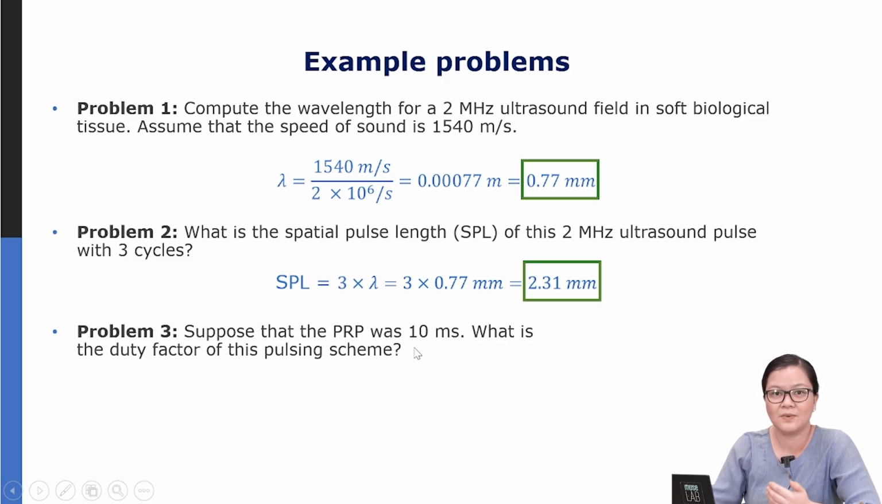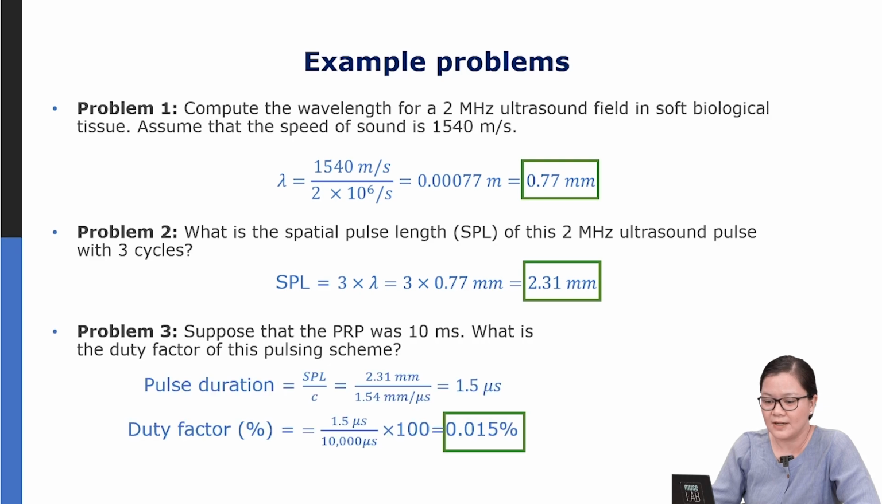We want to find what the duty factor is. We first calculate what the pulse duration is. And we know that we have the spatial pulse length from the previous problem. We divide the spatial pulse length by the speed of sound, c, and we get this expression here, where the pulse duration is now computed as 1.5 microseconds. So typically, ultrasound imaging pulses are on the order of 2 microseconds. So this answer makes sense.